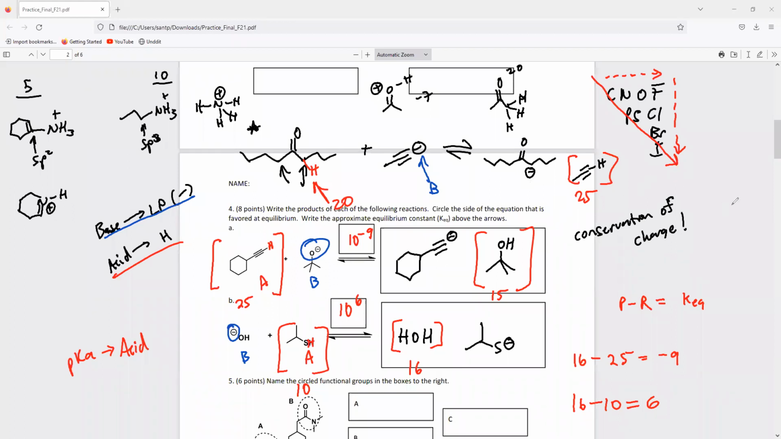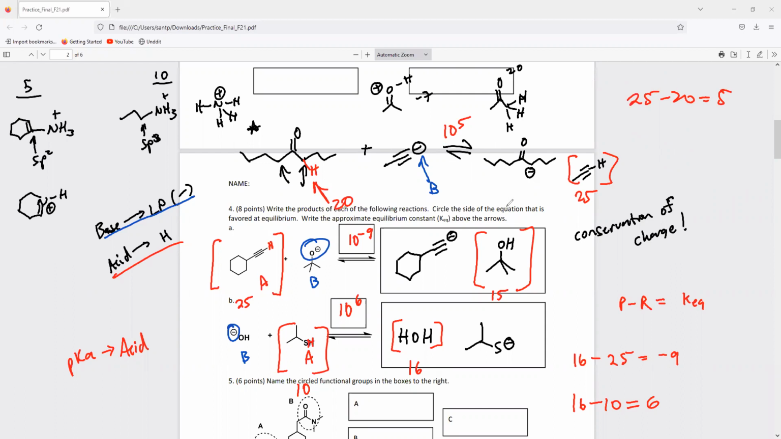So if I do the math, let me just get rid of this, we don't need this anymore. We have 25 minus 20. That gives us 5. Oh, sorry, not pKa, 10 to the 5th, right? That's going to be our equilibrium constant.